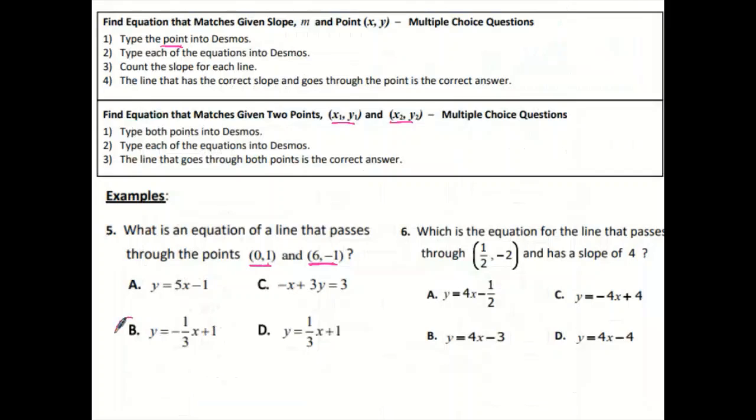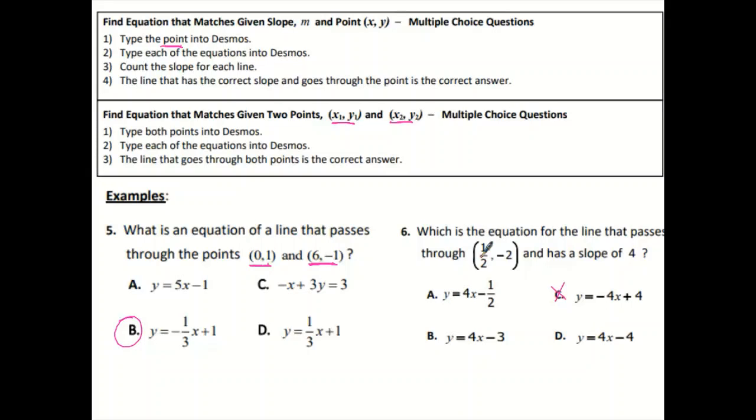Answer choice B. Number 6 says, which is the equation for the line that passes through this point, 1/2, -2, and has a slope of 4? Okay, so look at my answer choices, and I can look at all of them and see this one has a slope of 4, this one has a slope of 4, this one actually has a slope of -4, so we can get rid of that one right away. And this one also has a slope of 4. So it has to be one of those 3 answers.